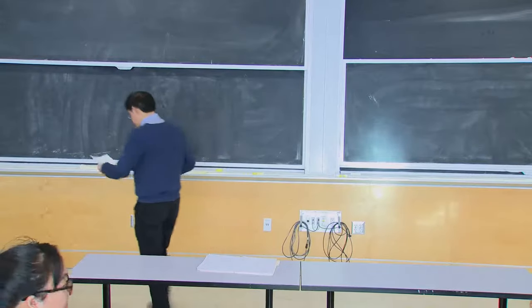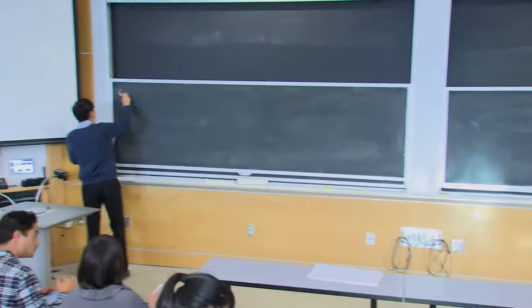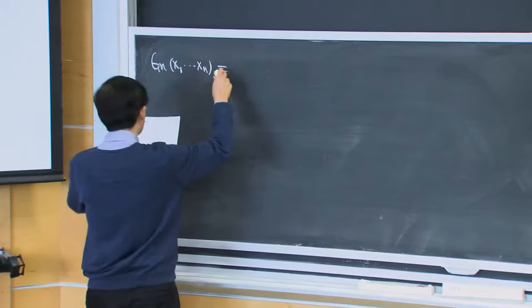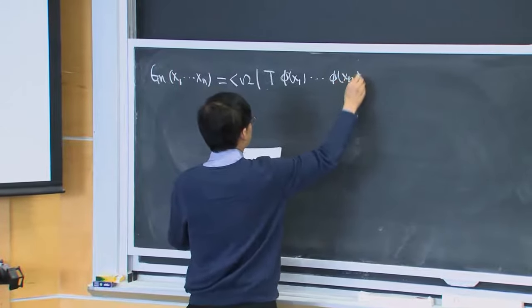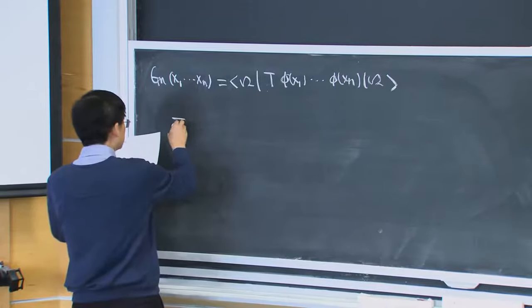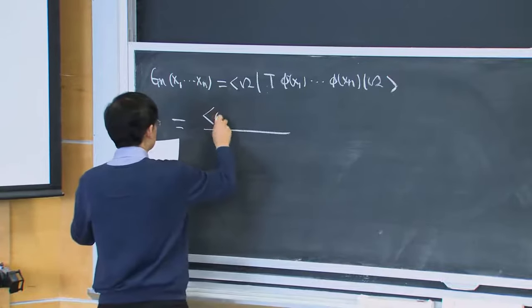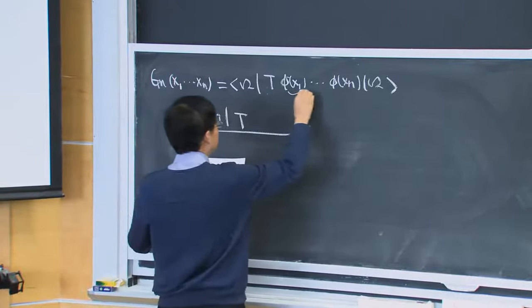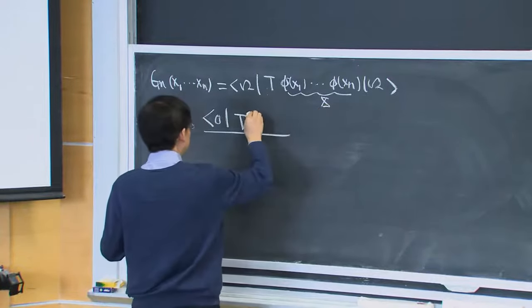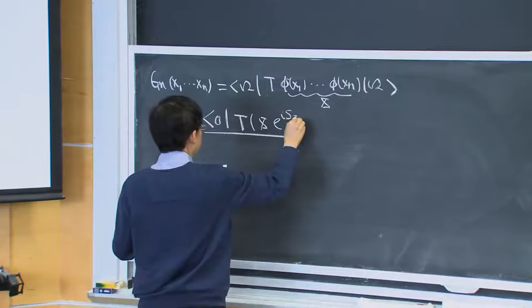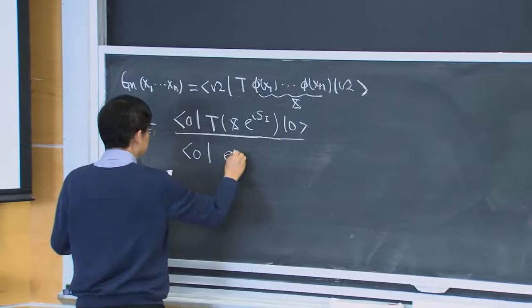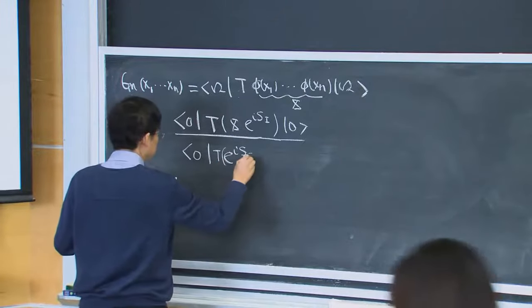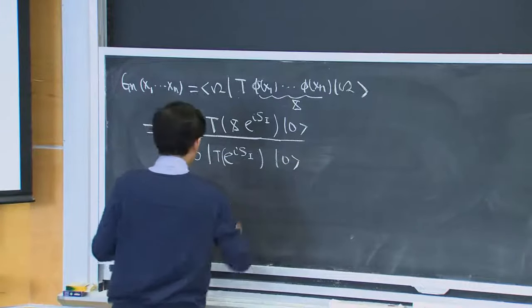So again, let us first recall, if we want to calculate the n-point function in the interacting theory, this is given by this ratio in the free theory. Look at this T, then take this product of phi(x), take the T of the product times exponential of i S_I, in the free theory, and then divide it by the time-ordered exponential of i S_I in the free theory. Okay?